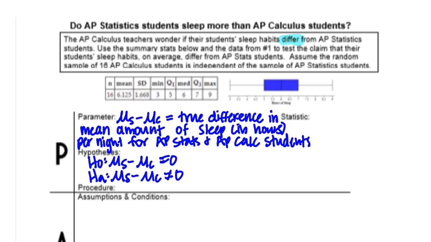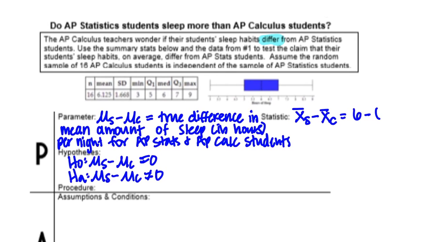And so then our statistic will be the sample differences, x bar S minus x bar C. So you guys had 6, they had 6.125 as you can see here. And so that equals negative 0.125 hours.